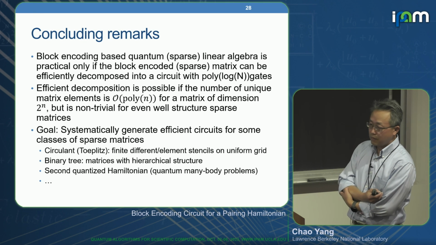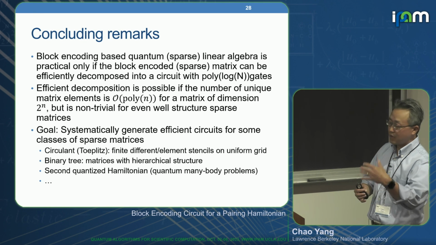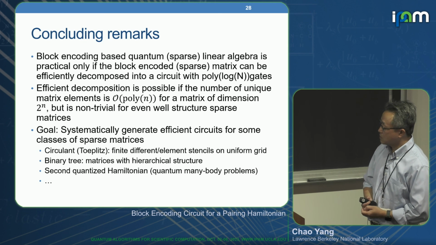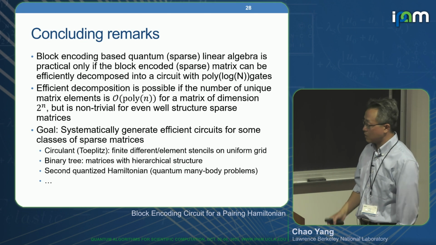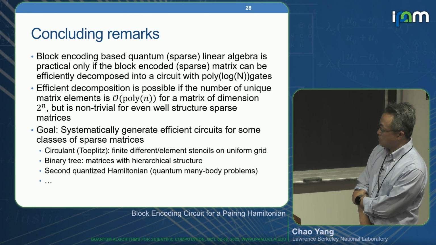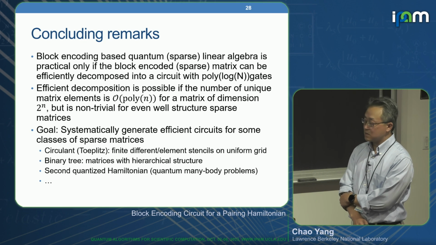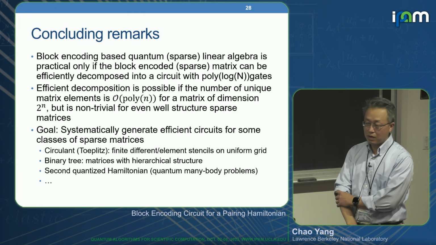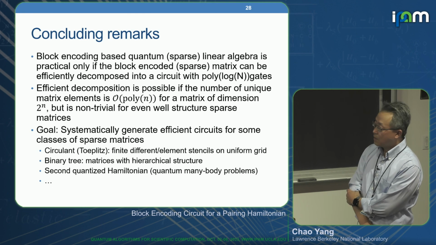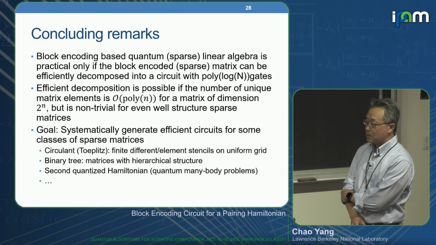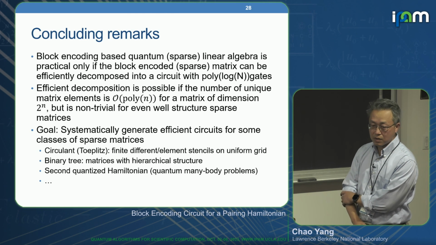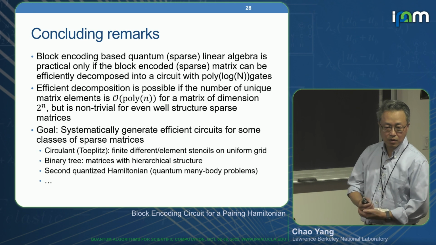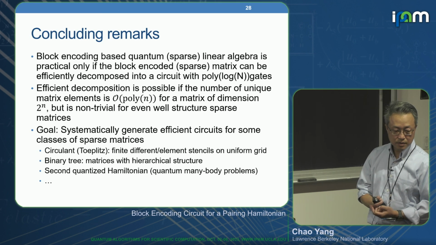But still, we've only described how to do this for a few cases, like circulant matrices, which have some relevance to finite difference and finite element, binary trees, which are matrices with hierarchical structures, and second quantized Hamiltonians. But I think what's lacking is perhaps an even more general strategy. Right now we're doing this case by case. I think it would be helpful to develop more general principles and strategies to construct efficient circuits for sparse matrices. That's it.